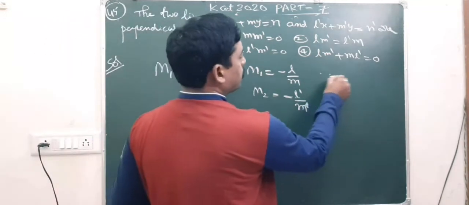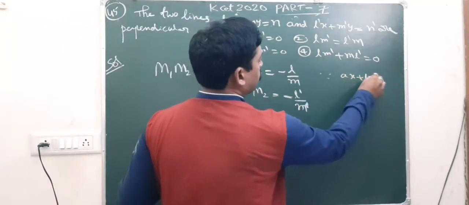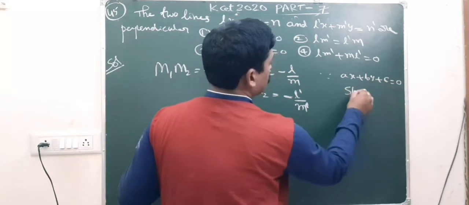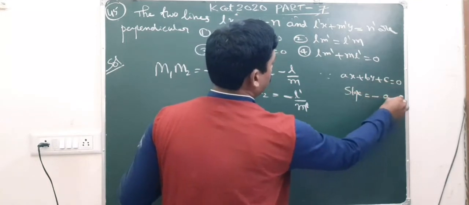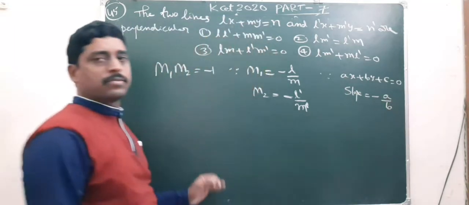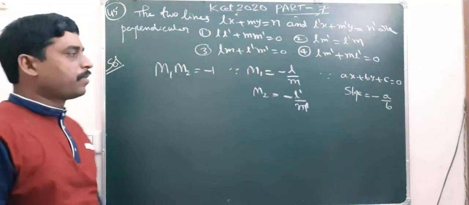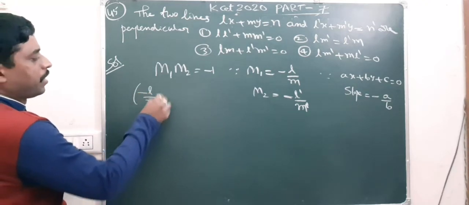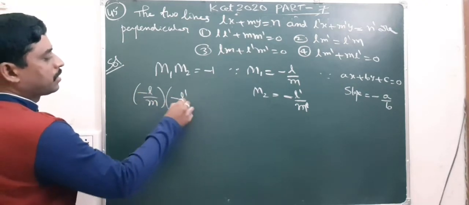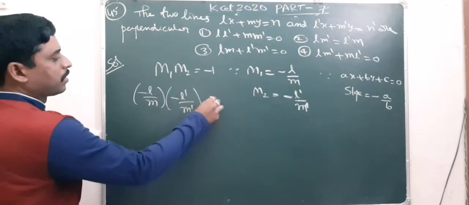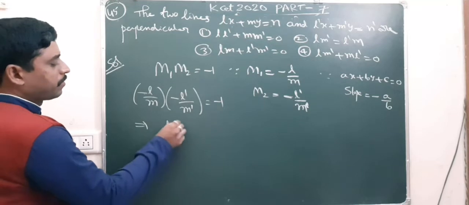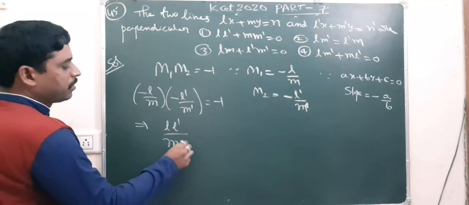One slope formula is there. We have ax plus by plus c is equal to 0. This slope is equal to minus a by b, minus coefficient of x by coefficient of y. Therefore, where m1 value is minus l by m and m2 value is minus l dash by m dash, m1 into m2 is equal to minus 1. So minus into minus plus, so l l dash by m m dash is equal to minus 1.